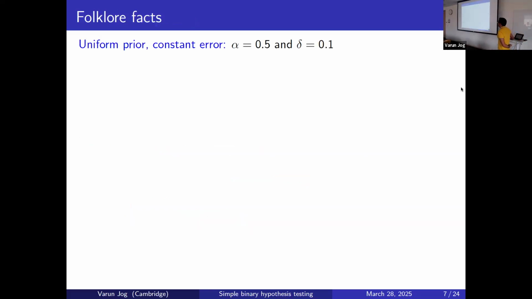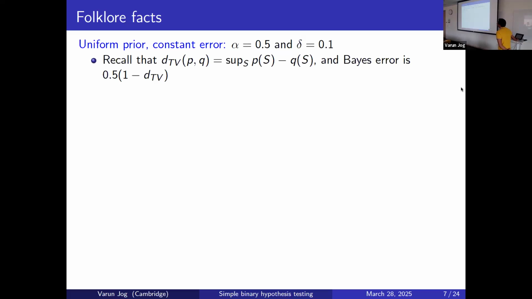So here are some folklore facts. As I said, the problem has been studied for a long time, but the prior work has always been for the uniform prior case. So alpha is 0.5, which means both priors are equally likely. And delta, for now, let's say delta is some constant. So that means that you want your Bayes error to be less than some constant, which is say 0.1.